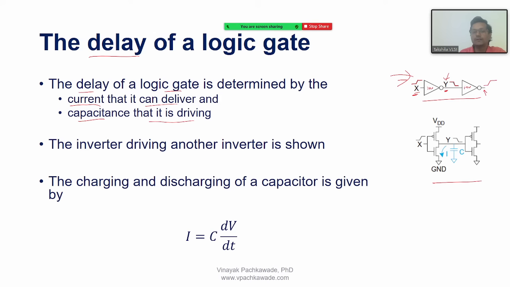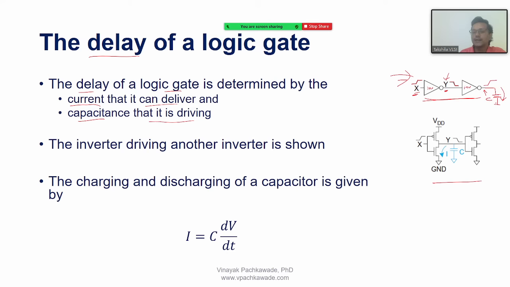So the delay of this logic depends on two factors. First is the current it can deliver. So finally if I have a load over here, I need to estimate how much current this circuit or this logic is able to deliver, and what is the value of the capacitor that it is driving.